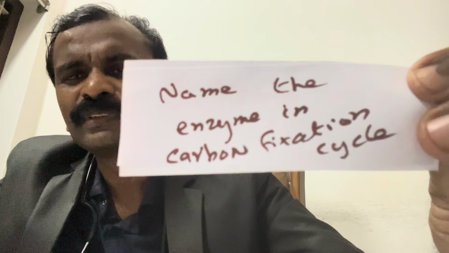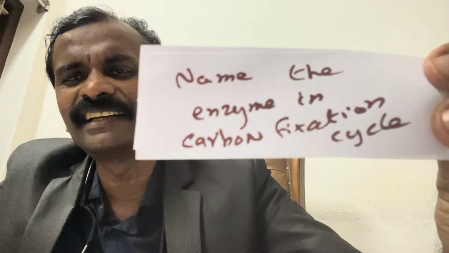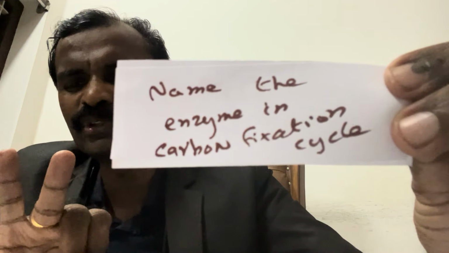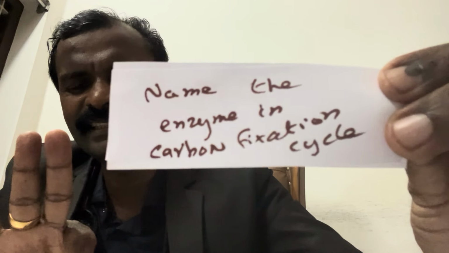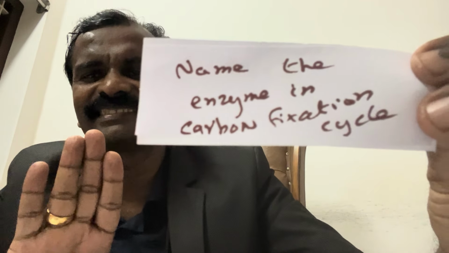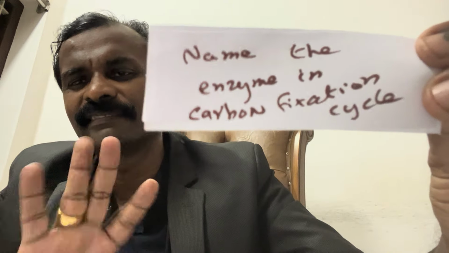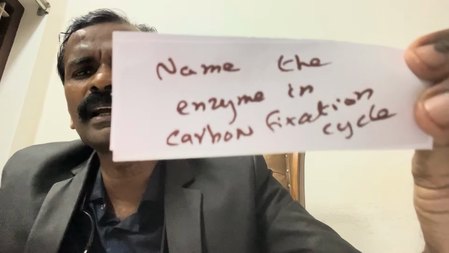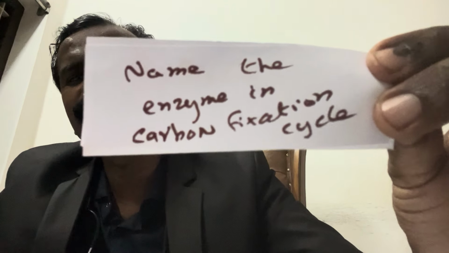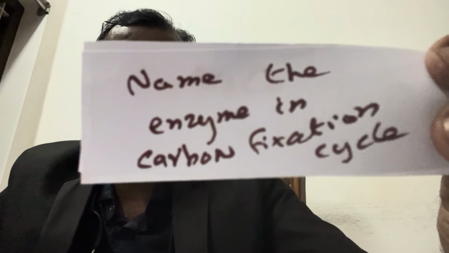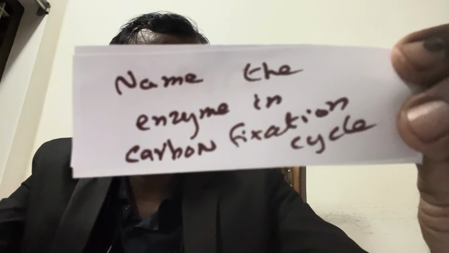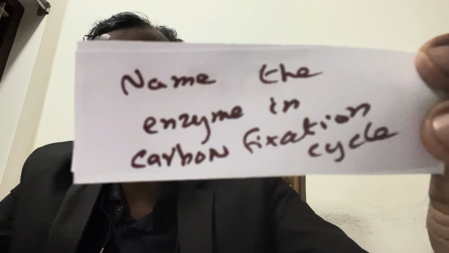Name the enzyme used in carbon fixation cycle. They will give carbonic anhydrase, alcohol dehydrogenase, then ATPase, and they will give one more thing. Four enzymes they will give. Because this answer is so confusing. Name the enzyme in carbon fixation cycle.